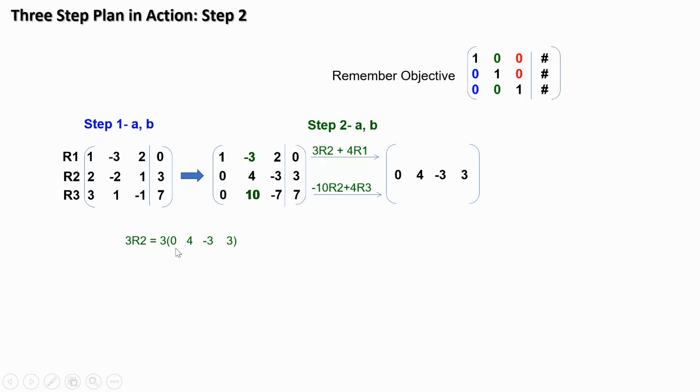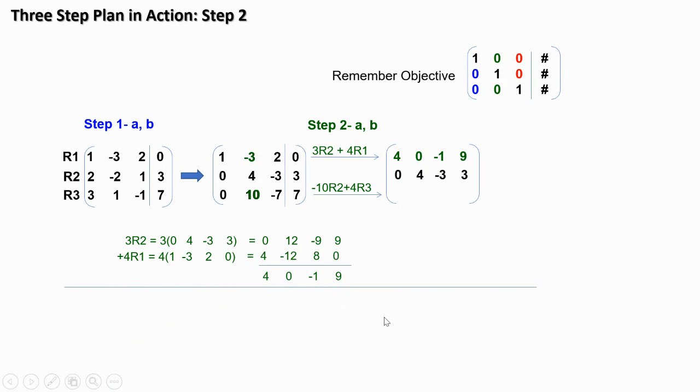So 3 times row 2, and row 2 was 0, 4, negative 3, and 3, is going to give us 0, 12, negative 9, and positive 9. Then when added to 4 times row 1, I'm going to multiply 4 times all the coefficients on row 1, which will give us 4, negative 12, 8, and 0. So after I execute the operation, we get 4, 0, negative 1, 9. So that's my new row 1.